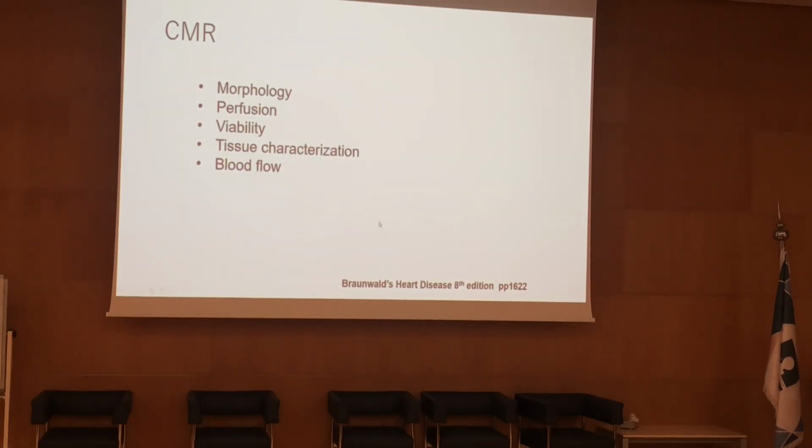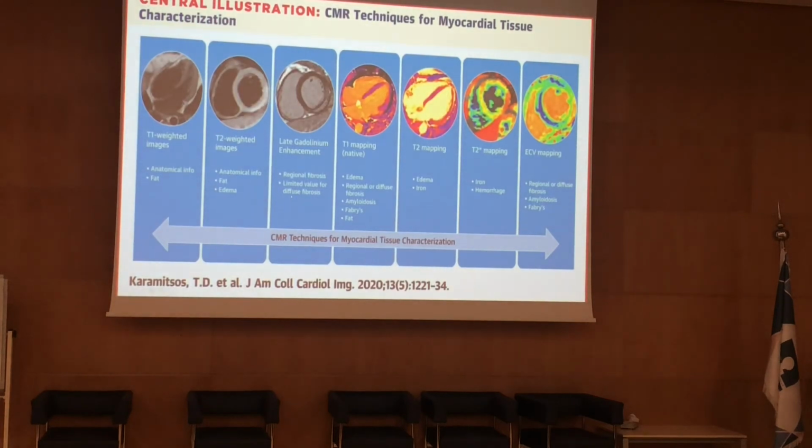So what we do with MRI, these are the most important indications to look for: morphology, perfusion, viability, tissue characterization, and blood flow. Probably this is the last slide. You know what these colors are. So this is MRI. MRI is a very important test in cardiology, and it is progressing very fast, and it's becoming the gold standard for most diseases.